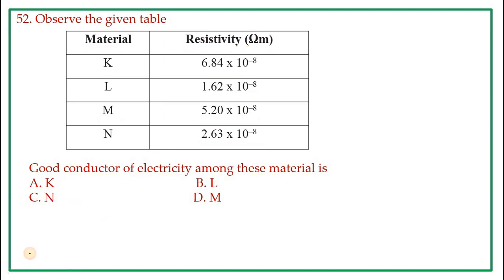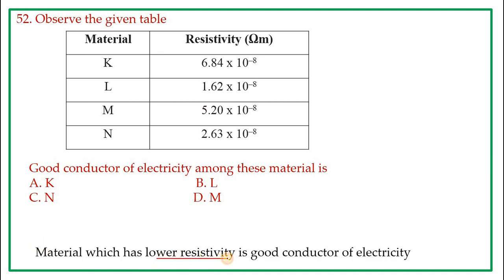See, observe the values they have given. All are in 10 to the power of minus 8 form only. Hence, look at these numbers. The one which has very low resistivity is the good conductor of electricity. Children, keep it in mind, the material which has lower resistivity is a good conductor of electricity. On the basis of this concept, the correct answer is L. L has less resistivity, so if it resists less, current flows more. Hence the correct option is B.